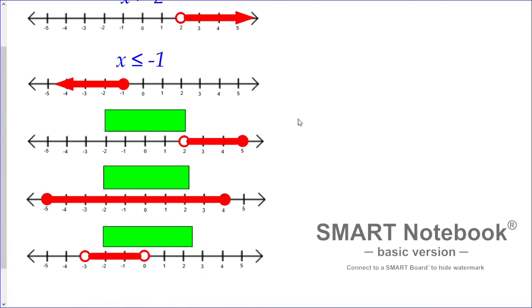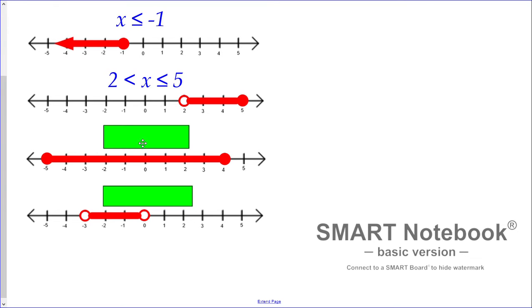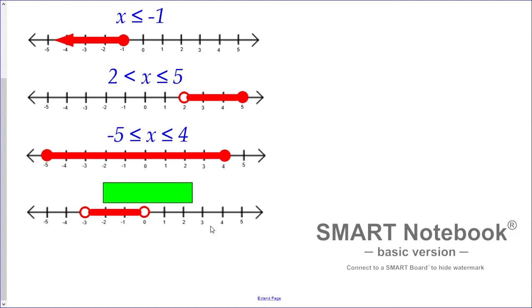What's this one? Well, not only is x greater than 2, but it's also less than or equal to 5. So we put the x in the middle, sandwiching the x. X is greater than 2 and less than or equal to 5. The next one we have x is greater than or equal to -5 and less than or equal to 4. Try the last one. If you said greater than -3 and less than 0, that's the correct answer.